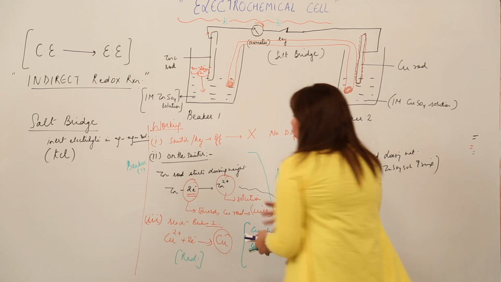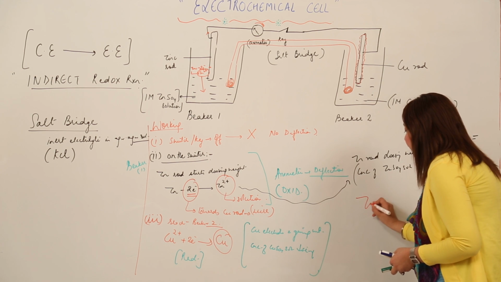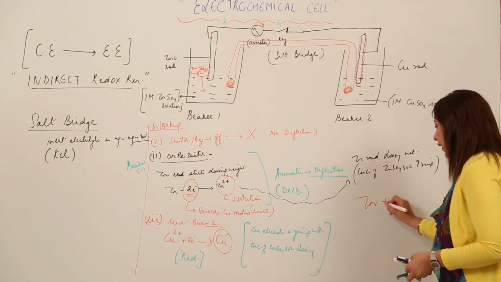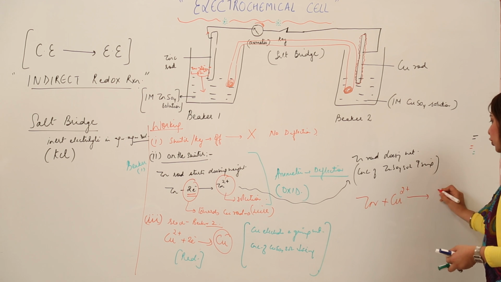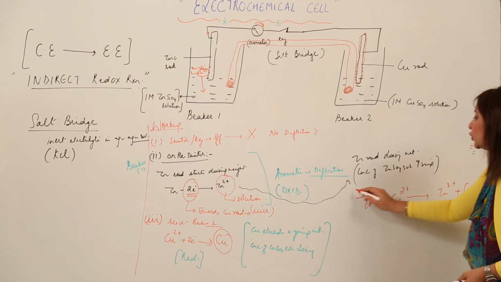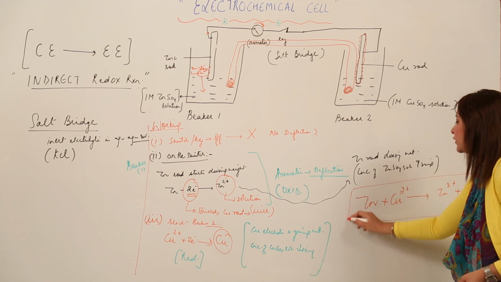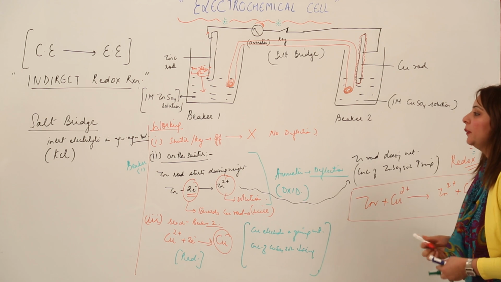So what can be the overall reaction? What overall reaction can we write? Earlier it was zinc atom and copper ion. What they did: zinc lost electrons and converted into the ion form, and copper was reduced. So this is the overall redox reaction which is taking place in this electrochemical cell.